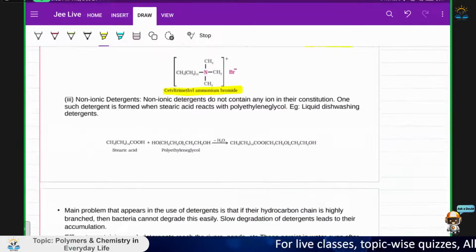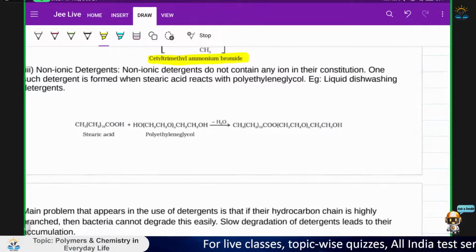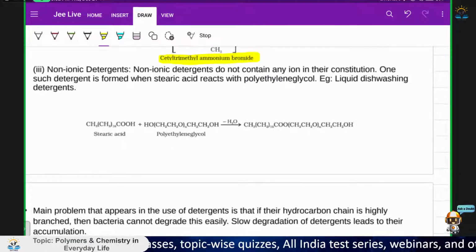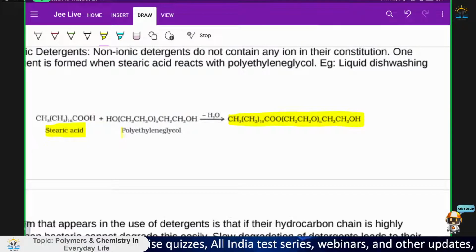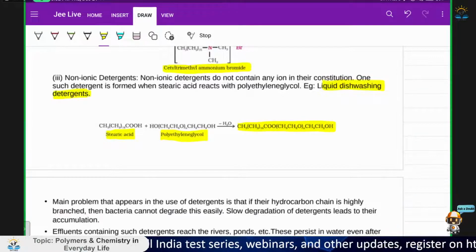Now, non-ionic detergents are what? They do not contain any ion. An example of that is this one. How is it formed? It's formed when stearic acid combines with polyethylene glycol. It is used in liquid dishwashing detergents.